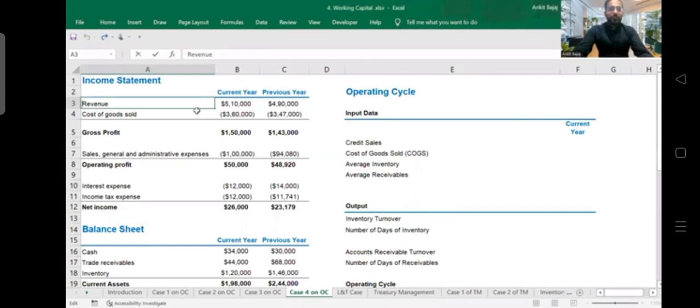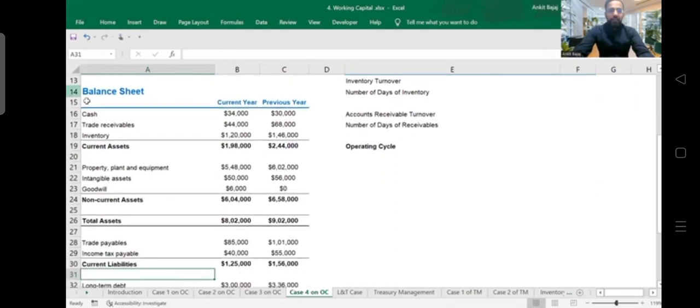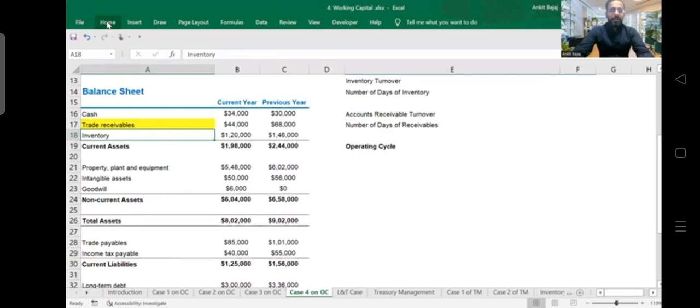Let's see what illustration 4 says. Here the income statement is given. Revenue is given. Here we are assuming that 100% of revenue is credit sales, right? Now cost of goods sold is given here, gross profit, selling and general administration expenses, operating profit, and net income are given here. Then in the balance sheet, we have trade receivable. So trade receivable is important to calculate the operating cycle.